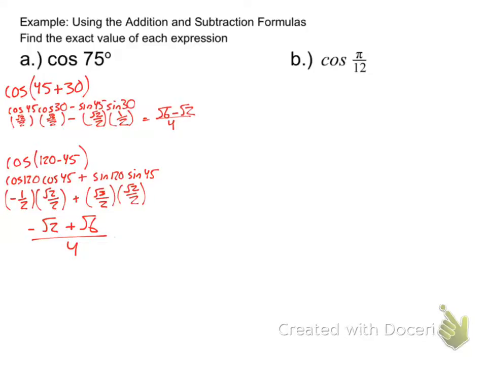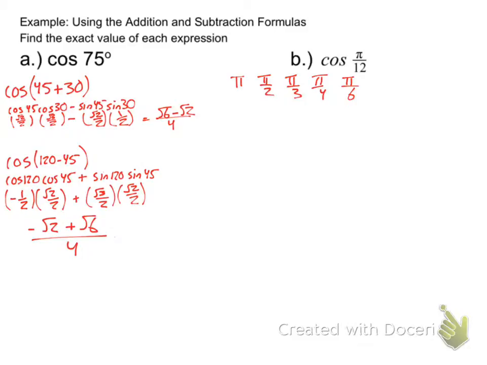So the question is, how can I split up pi over 12 into pi's over 2's, pi's over 3's, pi's over 4, pi's over 6's. So this is what I suggest. I suggest you write those down. Pi over 2, pi over 3, pi over 4, pi over 6. Those are the ones that are on your unit circle, yes?